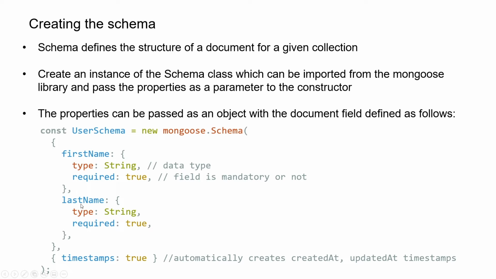Similarly, we've added another last name field to the schema. And then as the second parameter, which is kind of an options object, we're passing a key called timestamps, which is set to true. Now what this configuration does is it automatically creates the createdAt and updatedAt timestamps for us. And we'll see that they actually get created when we create our very first document by using the schema.